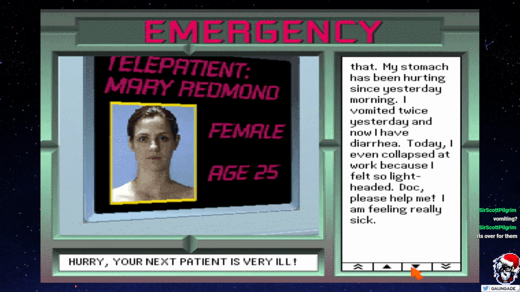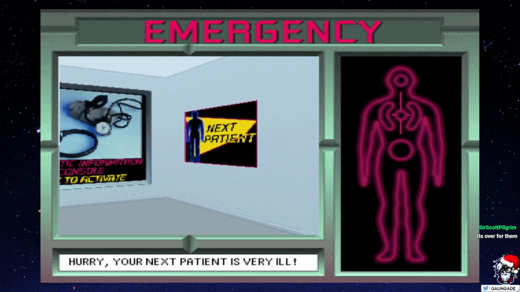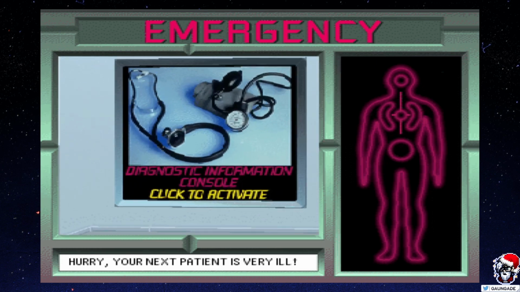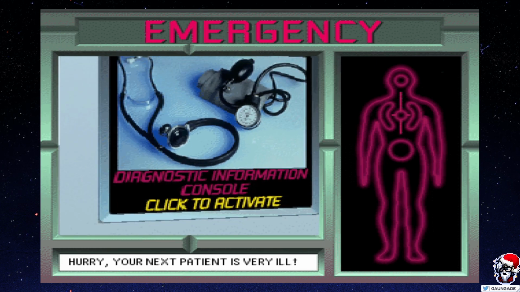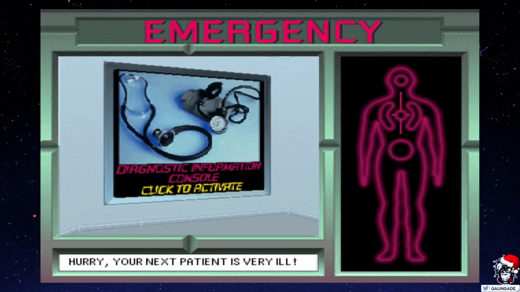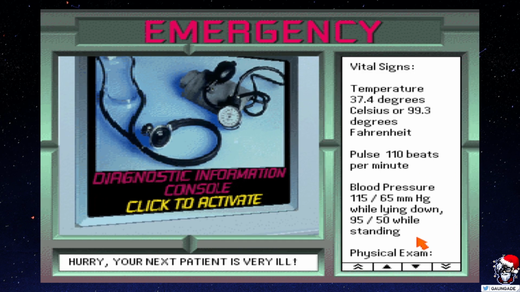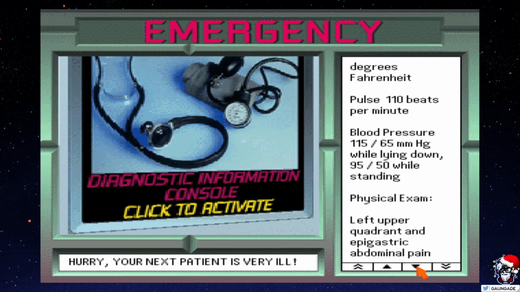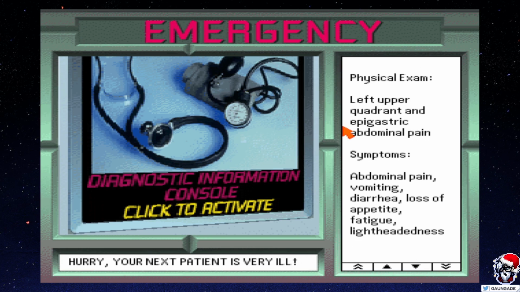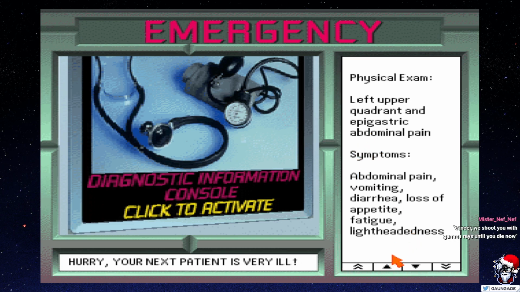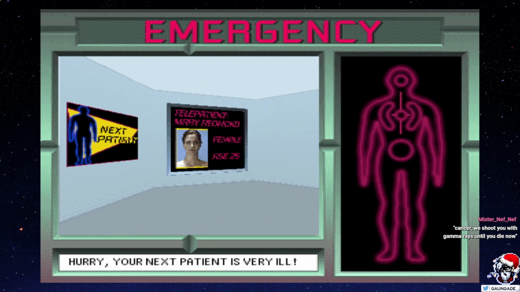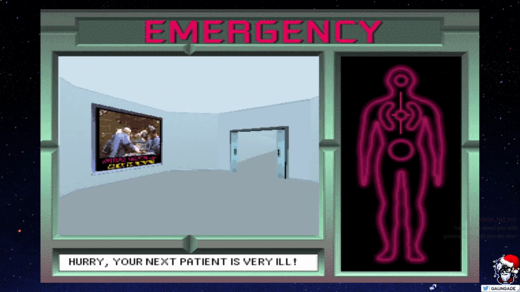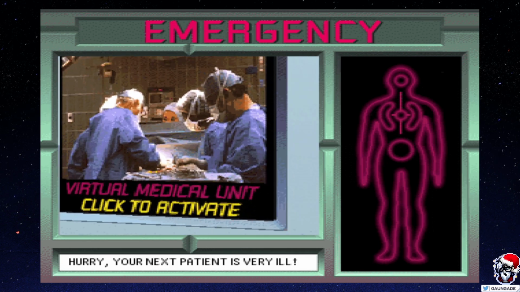Yeah, you have the Dagon virus. No, it's the Ray virus that makes you puke. Sorry. I'm gonna have to turn you into goo. 110 beats per minute. It might just be horny. Left upper quadrant and epigastric abdominal pain. Also loss of appetite, fatigue, lightheadedness. What did we... I forgot. We just studied for this. How'd you forget? Oh well, time to zap.